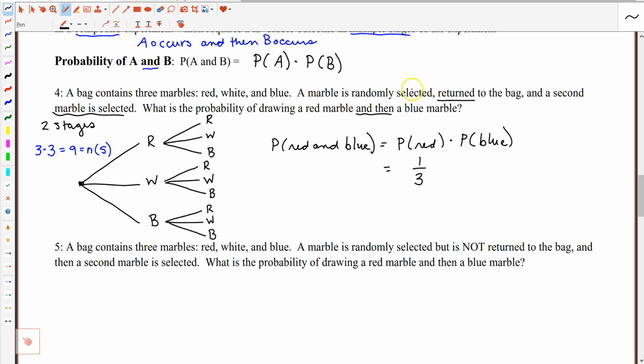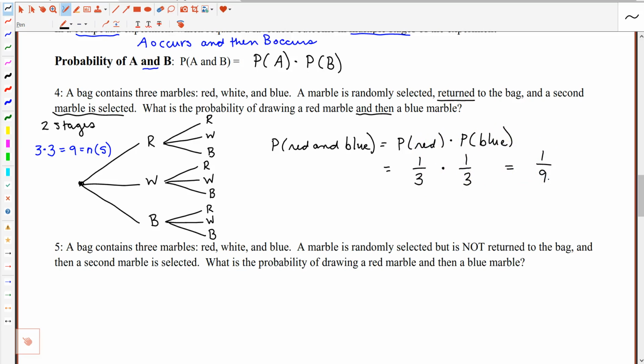The marble is pulled out, it's observed, it's returned to the bag, it's shaken, and then a second marble is pulled out. So what's the probability that that second marble is blue? Well, there are 3 marbles in the bag, and one of them is blue. So that'll be the probability on that second stage that a blue marble is pulled out. If you multiply these probabilities together, you get the probability that the first one's red and the second one is blue. It would be 1/9.